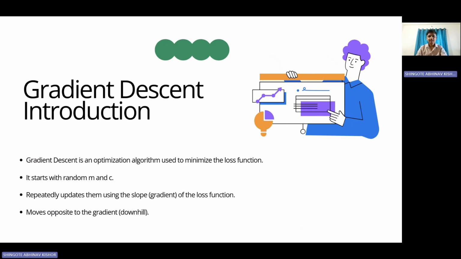Gradient descent is an iterative optimization algorithm. We start with random values for m and c and compute the loss. Then we calculate how the loss changes with respect to m and c. That change is called the gradient. We then move m and c a small step in the opposite direction of the gradient, meaning downhill, to reduce the loss. The process repeats until the loss stops decreasing.